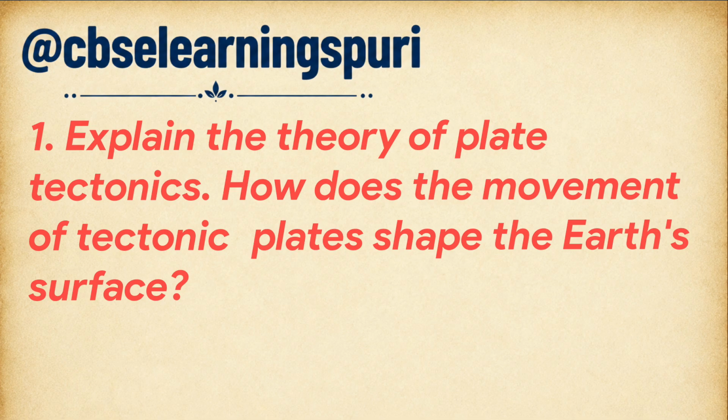The theory of plate tectonics explains that the Earth's outermost layer is not one solid piece but is broken into several large and small pieces called tectonic plates. These plates, which make up the rigid lithosphere, move very slowly, usually only a few centimeters per year, over a hot semi-molten layer called the asthenosphere.